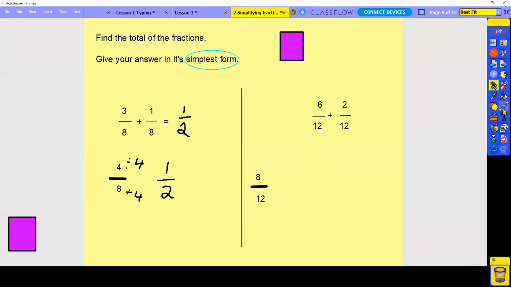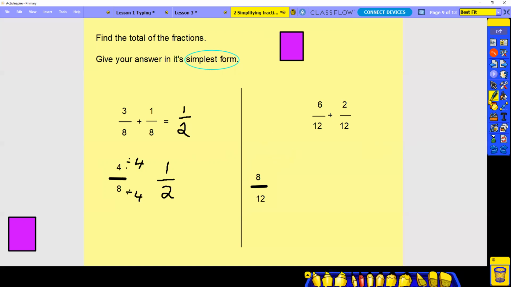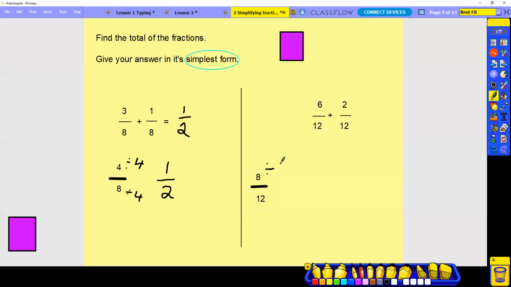So we need to find the highest common factor of both of them. Now, what could the highest common factor be? I mean, you could divide it by 2. But is that the highest common factor? No. In fact, we need to divide them both by 4. Divide by 4. So we do 8 divided by 4, we get 2. And if we do 12 divided by 4, we get 3. So we've got 2/3. So our answer to that question is 2/3.